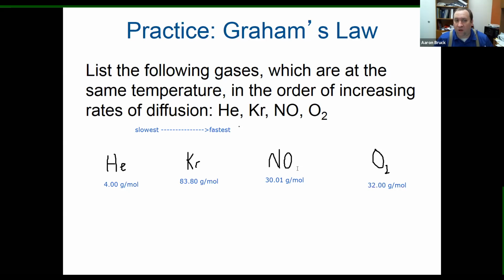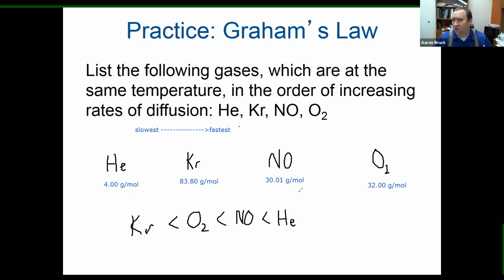If I'm putting them in increasing order, I would start with the slowest, and the slowest would be the heaviest. So that means that I'm going to start with my krypton. Then my next heaviest would be oxygen. So oxygen's a little bit faster than krypton. Nitrogen monoxide, NO, is a little bit faster than oxygen. And then finally helium is the fastest of them all.